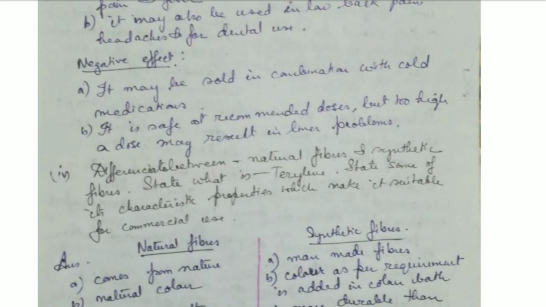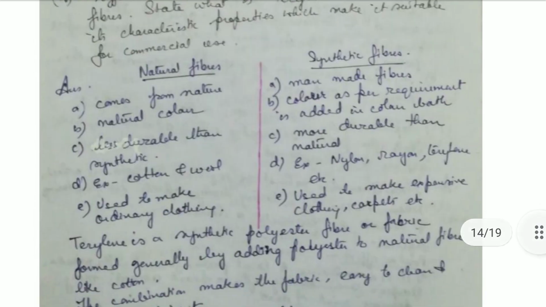Now, differentiate between natural fibers and synthetic fibers, state what is terylene, and state some of its characteristic properties which make it suitable for commercial use. So, first we come to the difference between natural fibers and synthetic fibers. First, natural fibers come from nature. Synthetic fibers are man-made, that is artificial.